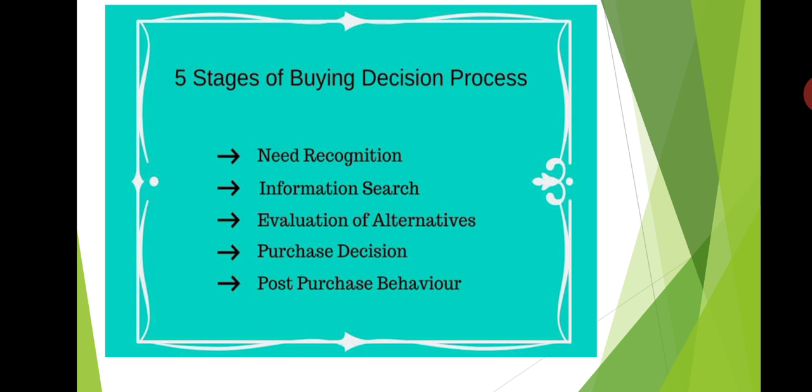Next we will discuss an important topic, that is the 5 stages of the buying decision process. The consumer buying process is a 5-step activity. It comprises the following 5 steps. First one, need recognition. Second one, information search. Third one, evaluation of alternatives. And fourth one, purchase decision.